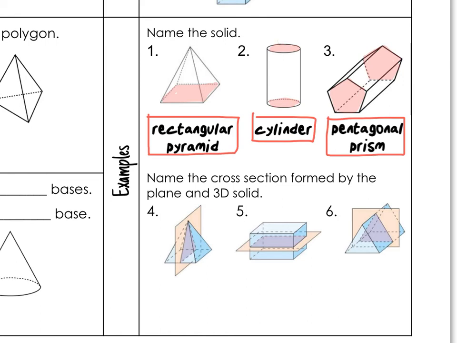And number 3, this is a prism. Now the kind of prism we haven't talked about yet. It is called a pentagonal prism, because if you look at the shape, it has 2 parallel bases, and the shape of the base is a pentagon. So it's called a pentagonal prism. Pause the video if you need to so that you can write all 3 shapes and color in the bases. Please pause now.